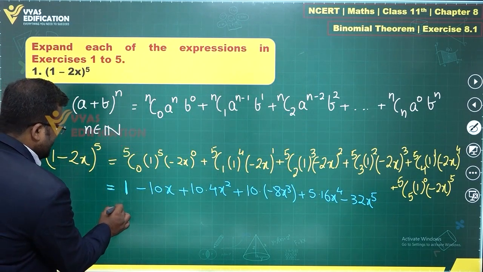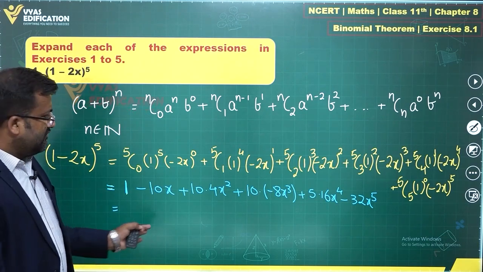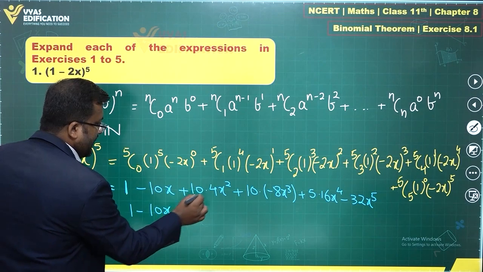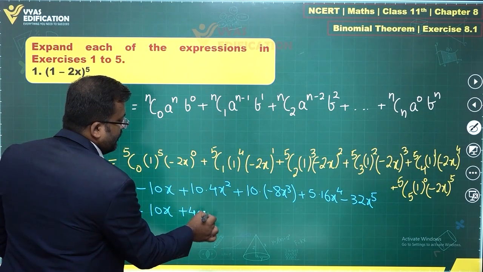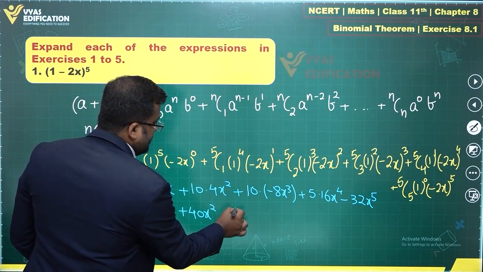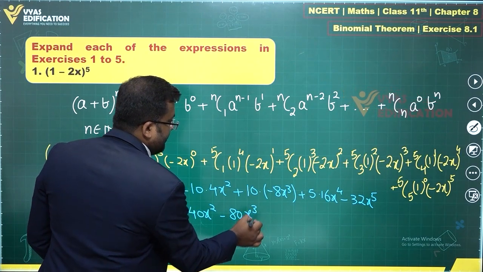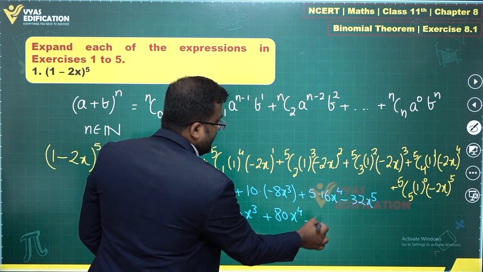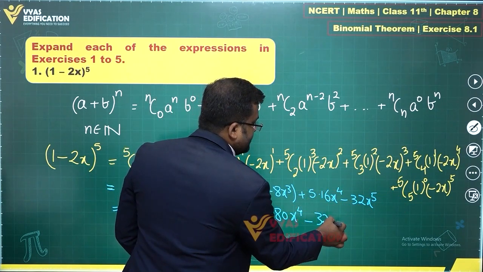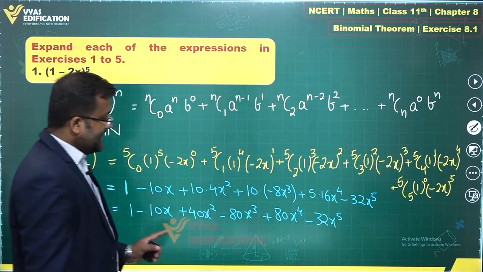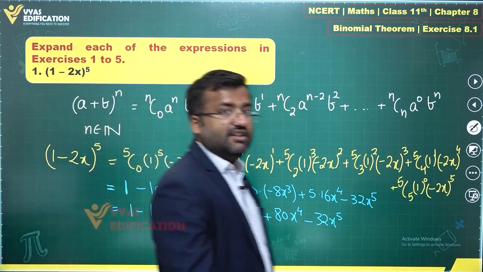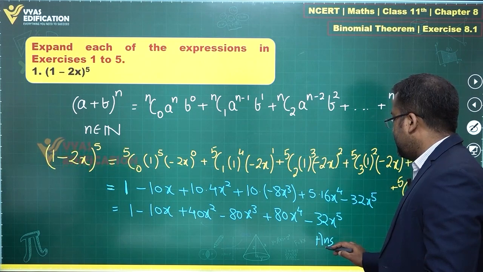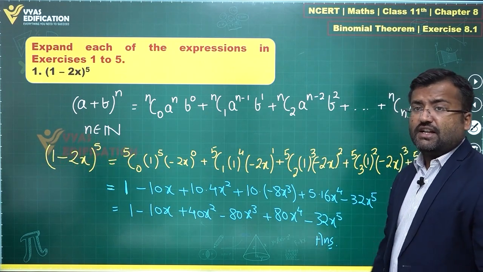The last step which remains is to multiply the remaining things. This is 1 minus 10x plus 40x square minus 80x power 3 plus 80x power 4 minus 32x power 5. This is the final expansion, and that is my final answer of expansion for this question. That's all in this question.